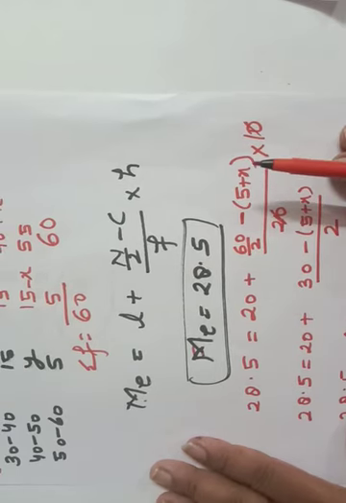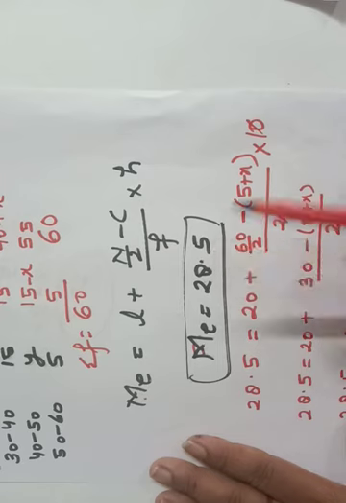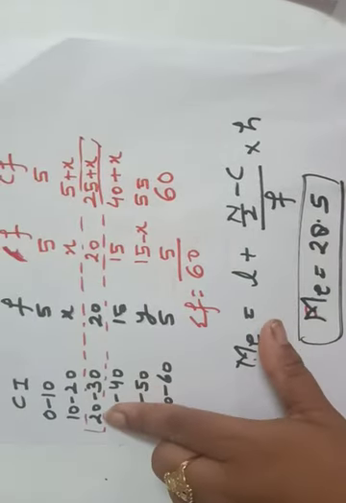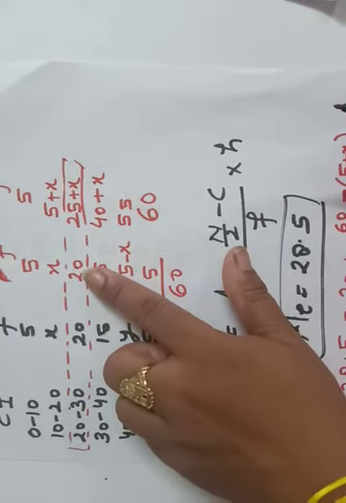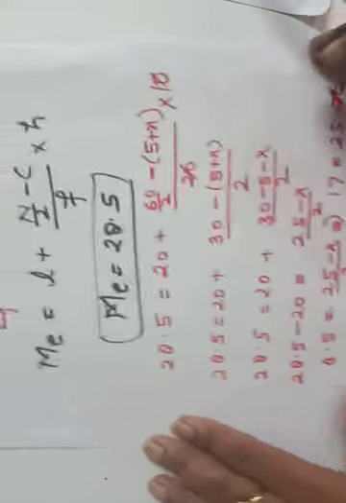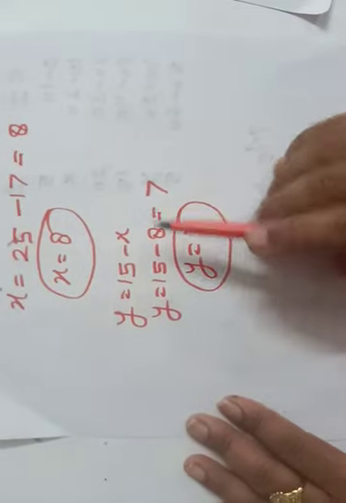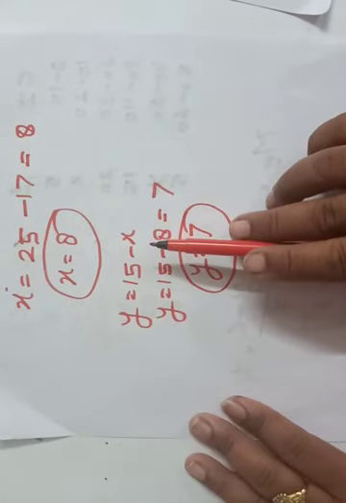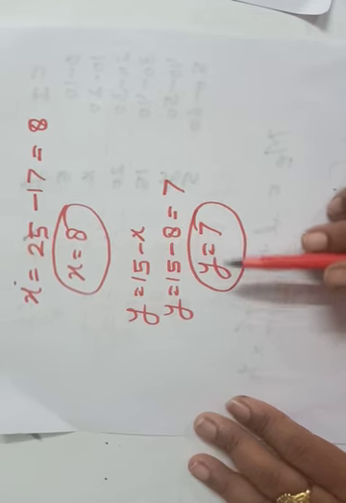And how can we find out the median class? After seeing the median value, that is 28.5, it definitely lies between 20 to 30. So we have got this median class, and this will be the frequency, and this will be the value of C. We have put in all the values and calculated precisely, and we have got the value of x, that is equal to 8. And after putting in the relation that we already have, we have got the missing frequency value of y also.